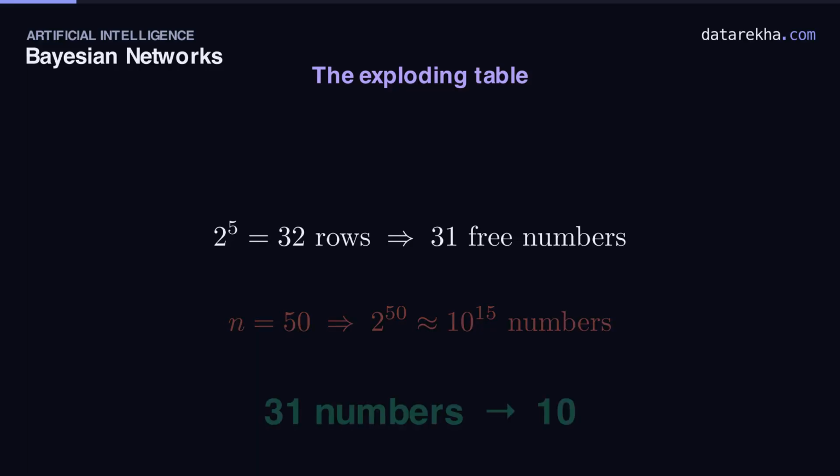A Bayesian network is the escape. It exploits a simple truth. Most variables don't influence most others directly. Draw only the influences that matter, and the 31 numbers collapse to just 10.